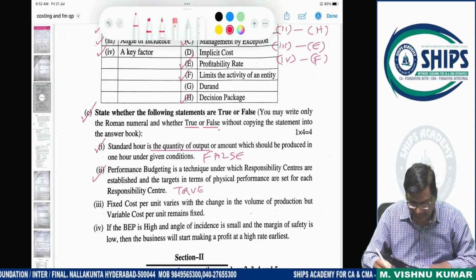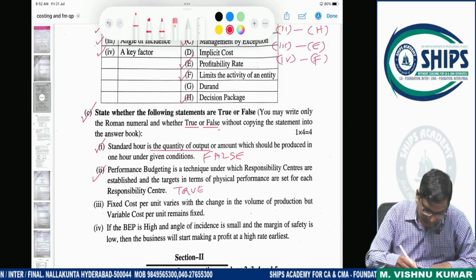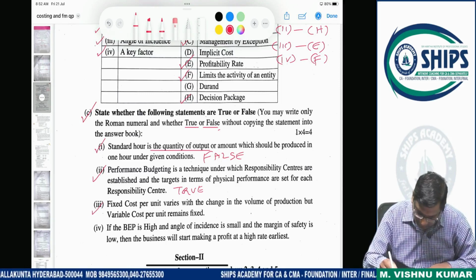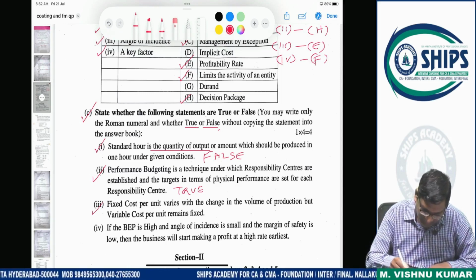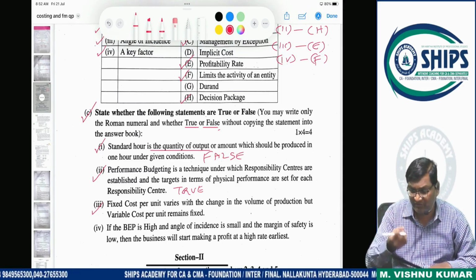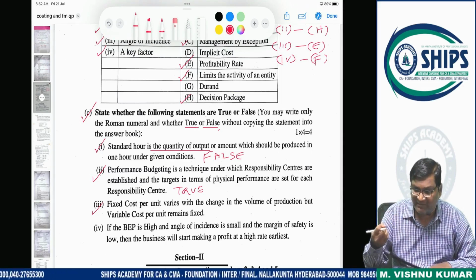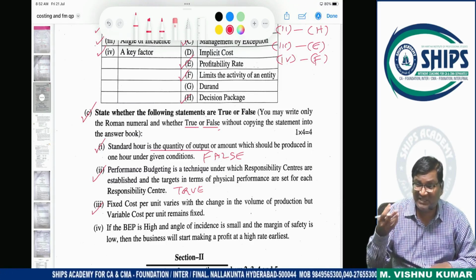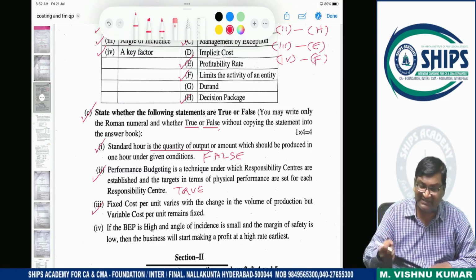Because here decentralization is taking place. Now fixed cost per unit varies with change in volume of production, but variable cost per unit remains fixed. Okay. So fixed cost will change. If volume is more, fixed cost per unit will be less. If volume is less, fixed cost per unit will be more, but variable cost per unit always remains the same. This is the assumption of your CVP analysis.